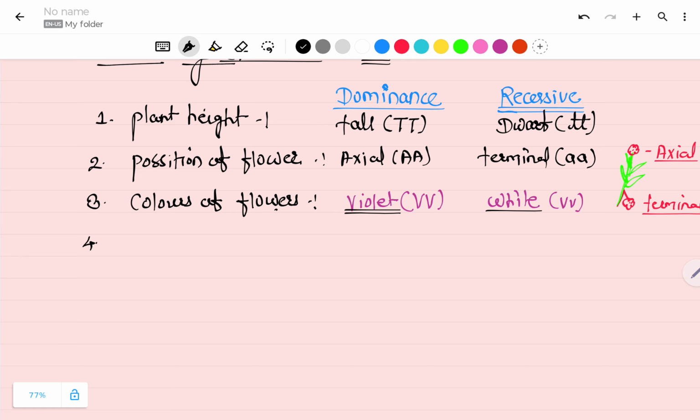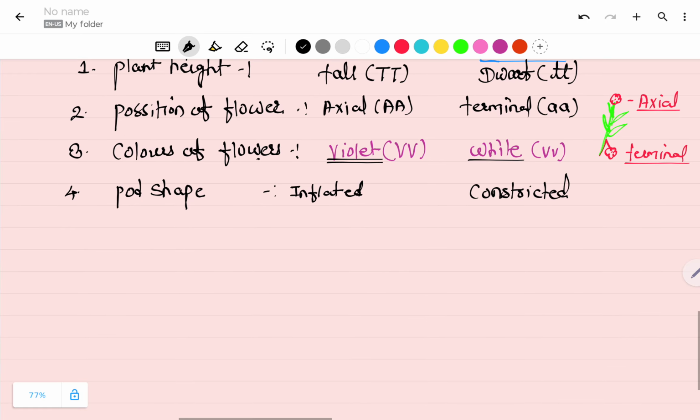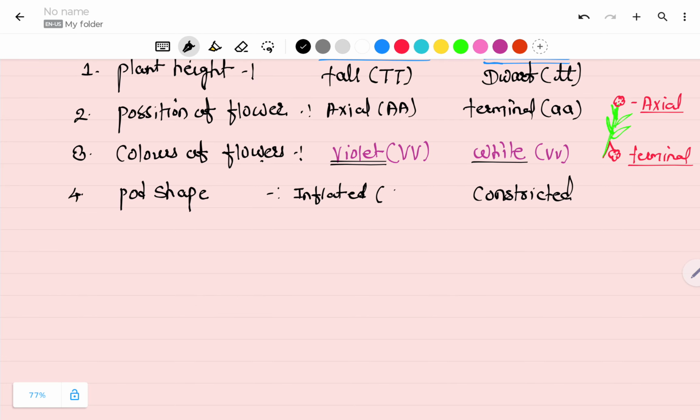The fourth characteristic is the pod shape. The pod has two types of shape. First is inflated, and second is constricted. Inflated is represented as the capital I, and constricted is represented as the small i.